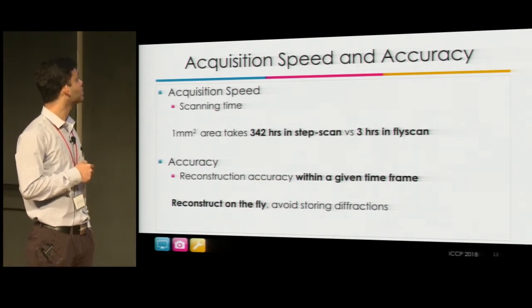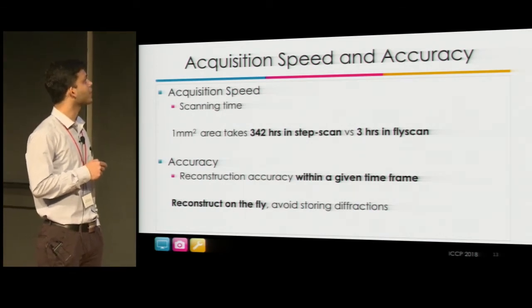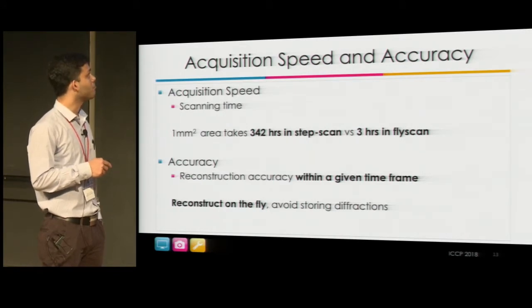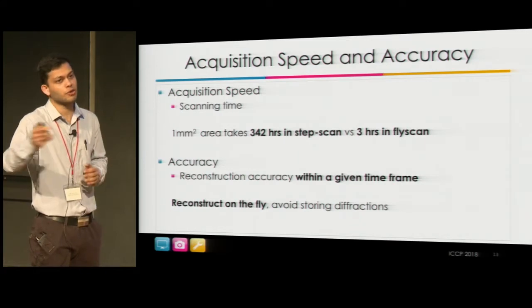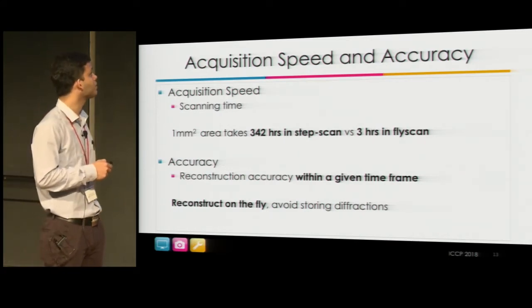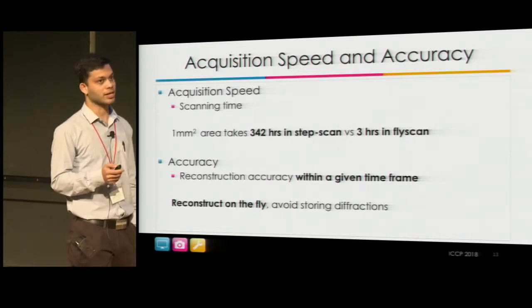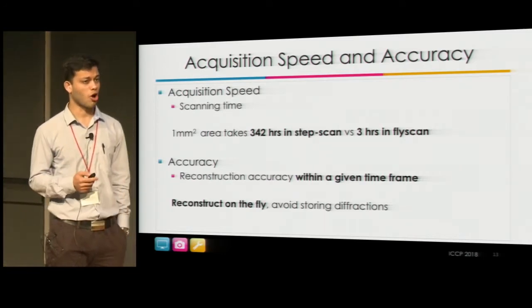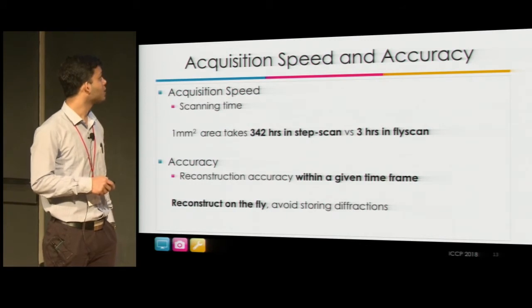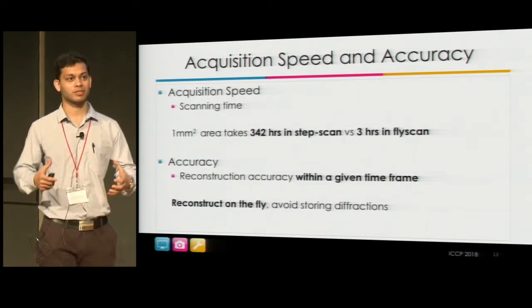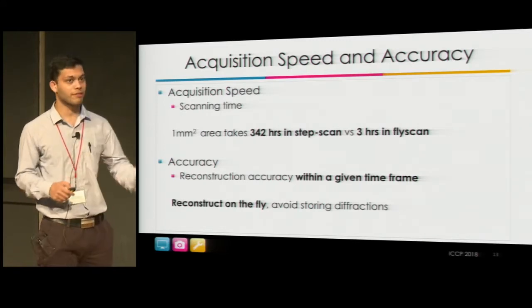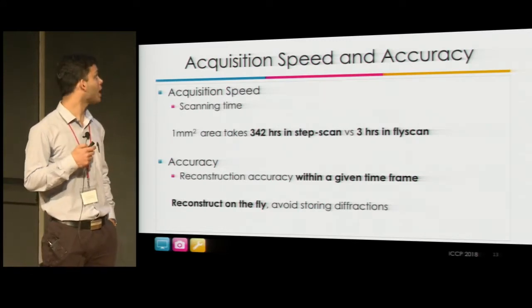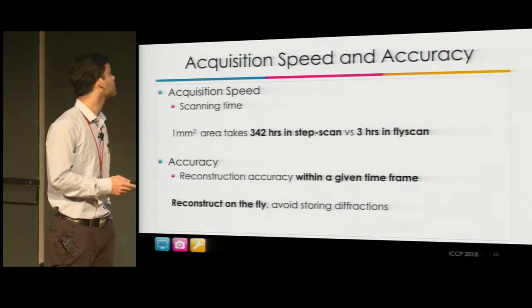Also, accuracy, which we define as the reconstruction accuracy you can get within a time frame. So we are not looking at what the results would be if you give it an infinite amount of time, but within a given time frame. The reason is that when we are collecting these diffraction patterns, these are coming out at almost 3 kilohertz, and you do not want to have to save all these diffraction patterns in memory before starting to reconstruct. You want to reconstruct on the fly, and for that you need algorithms that converge really fast.